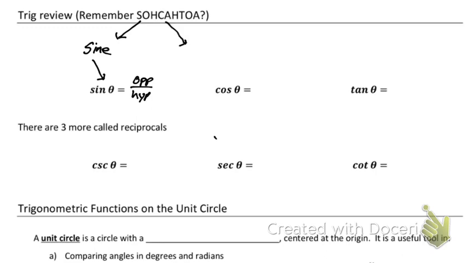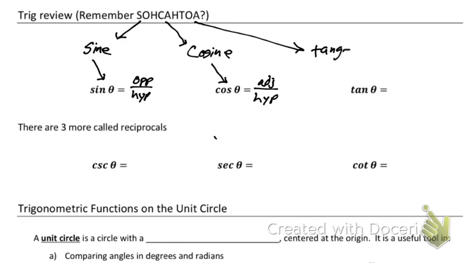Then we have CAH. CAH is cosine. Cosine is adjacent over hypotenuse. And finally, you have TOA, which is our tangent. And tangent is opposite over adjacent. I apologize if I go through this too quickly. Tell me to slow down if I'm ahead of you.